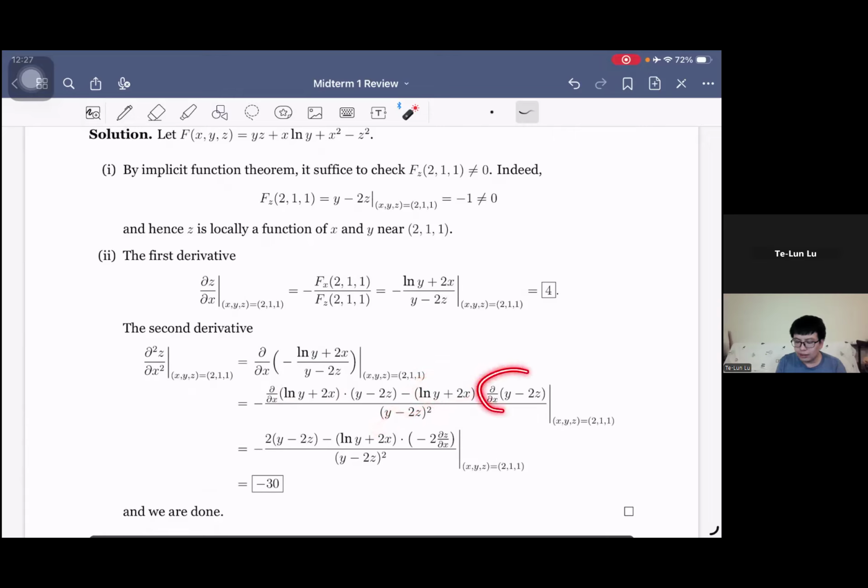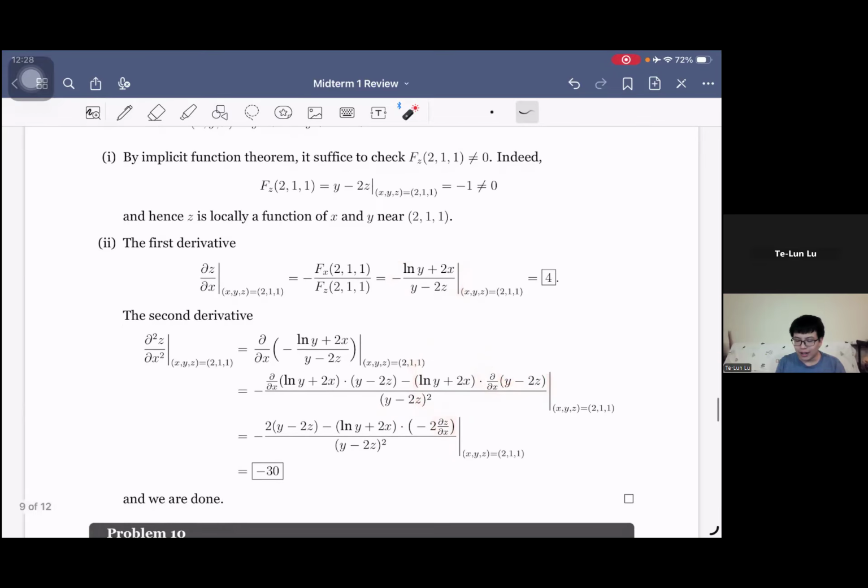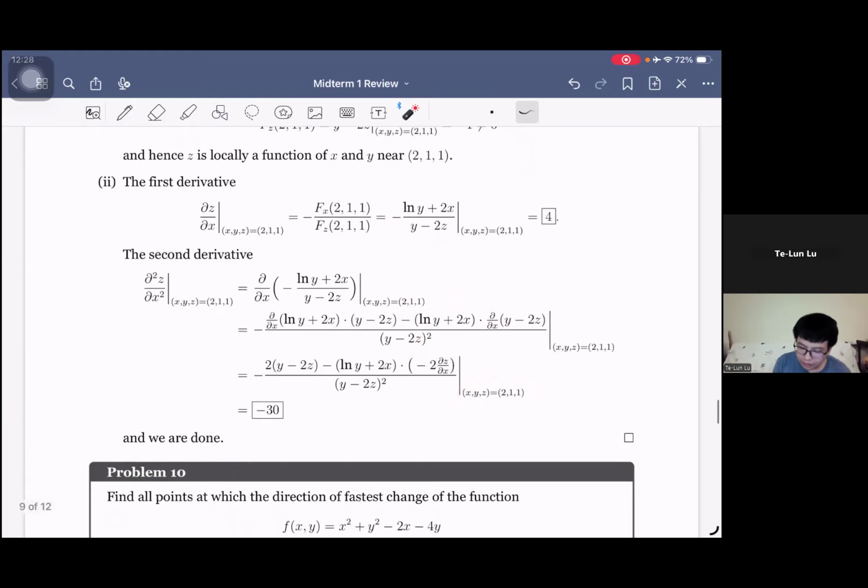Now, for this guy, the derivative of y with respect to x is 0 because x and y are independent variables, right? We are solving z in terms of x and y. And differentiating z with respect to x is simply just here. This is the same thing as this guy, right? So how do we evaluate this? You see that in the first term here, you have 2 times y minus 2z. So that's minus 2, right? Actually, yeah, minus 2.